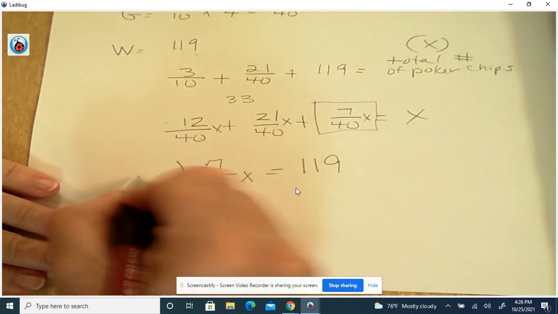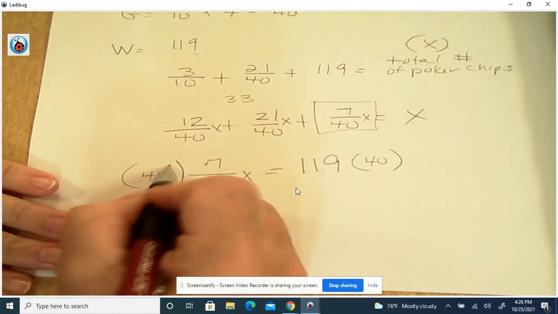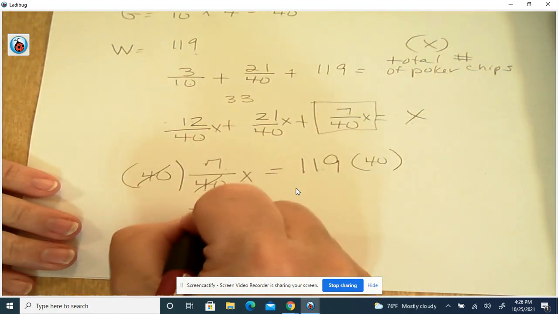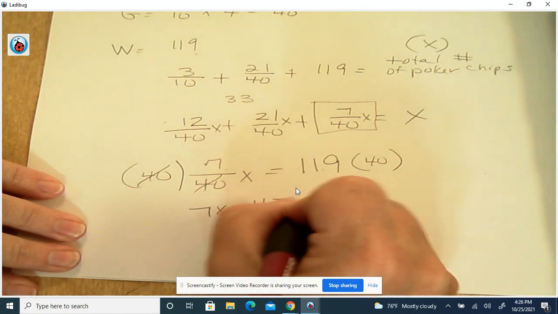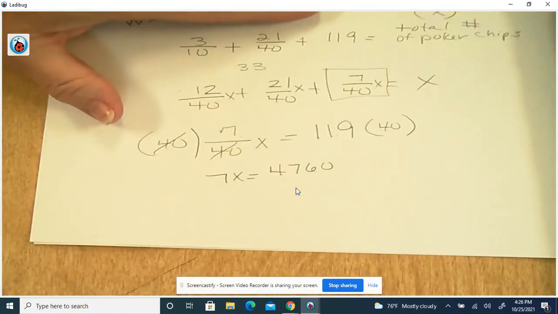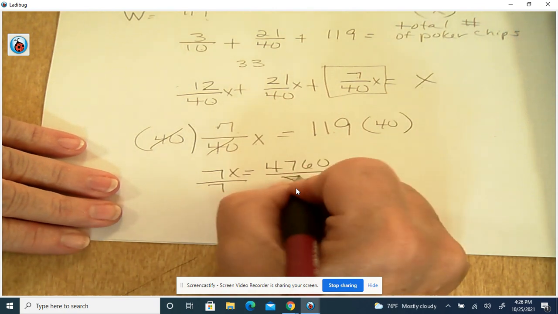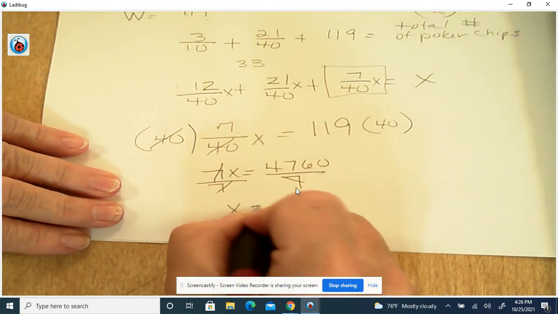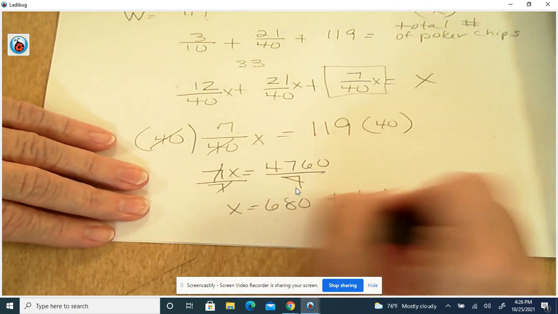So if we multiply both sides by 40, and then we can mark that out, we're left with 7x equals 4,760. A one-step equation. We're going to divide by 7, and x equals 680 total poker chips.